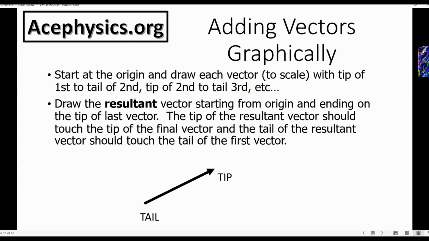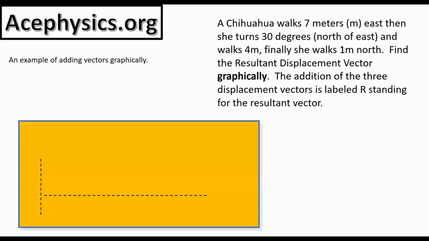Then you draw the resultant vector. The resultant vector is the addition of all the vectors, starting from the origin and ending on the tip of the last vector. The tip of the resultant vector should touch the tip of the final vector, and the tail of the resultant vector should touch the tail of the final vector.